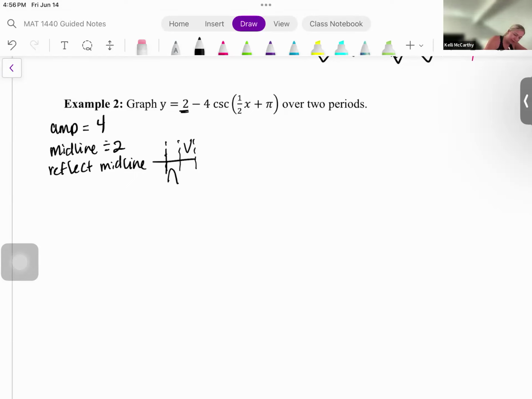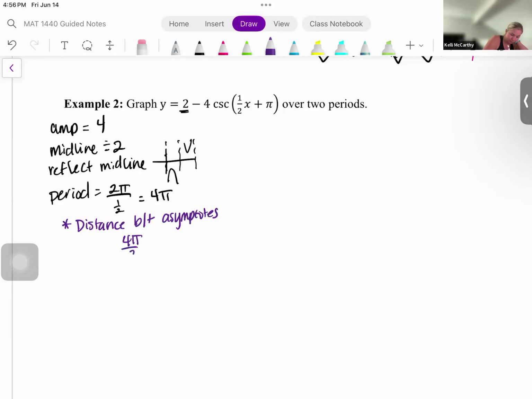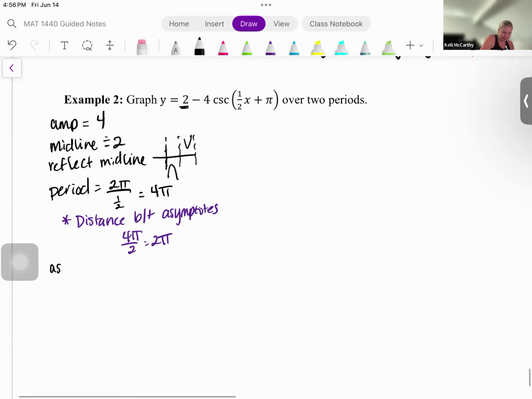Let's talk about our period. The period is going to be 2 pi divided by the coefficient of x, which is 1/2, which is 4 pi. And as a reminder, that's the entire period. So that means that the distance between two asymptotes is going to be 4 pi divided by 2. I did not make that mistake this time. All right, so let's find our first asymptote.